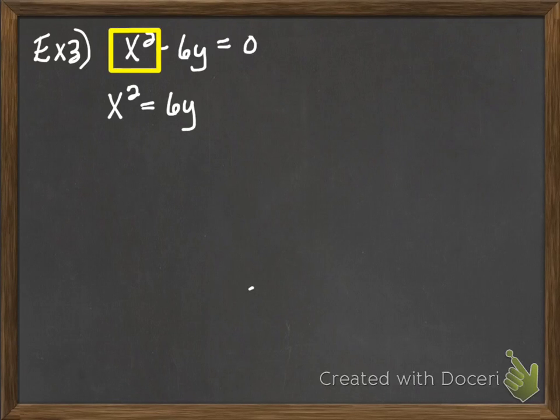I'm not having to complete the square. Let's talk about completing the square. With the parabola, you would only have to complete the square once if you even had to do it once, because we don't have an x squared and a y squared.